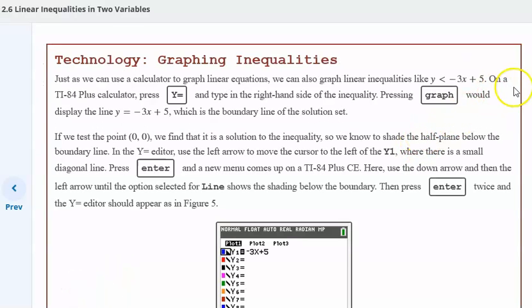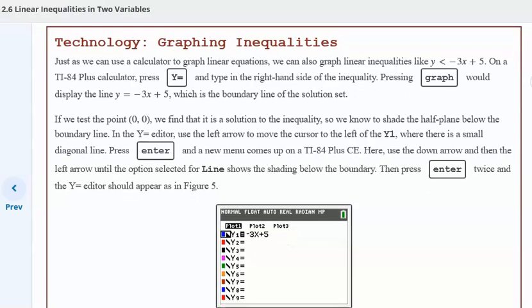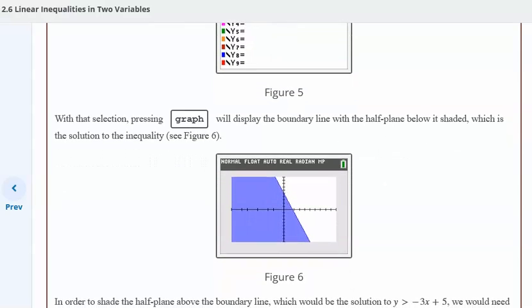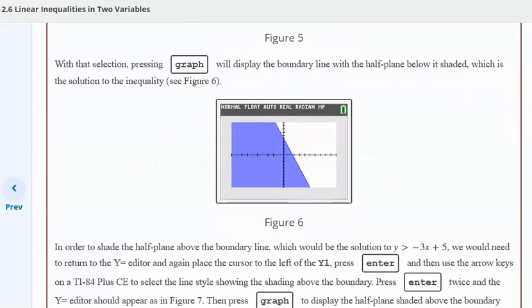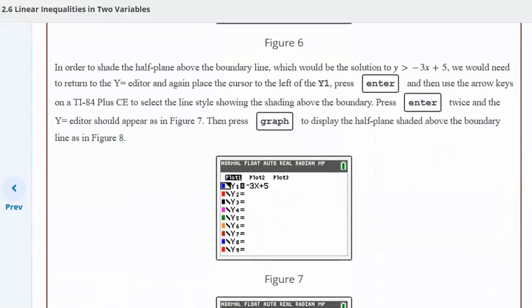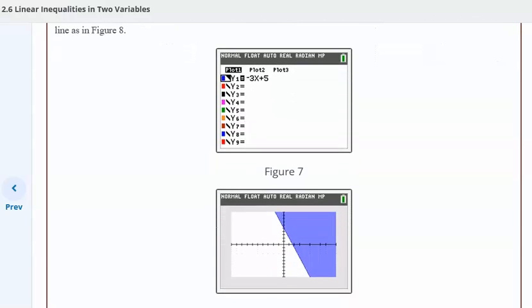And here they give us some background on using graphing calculators. And remember, you can use one, if you have one, to check your work, and also desmos.com.